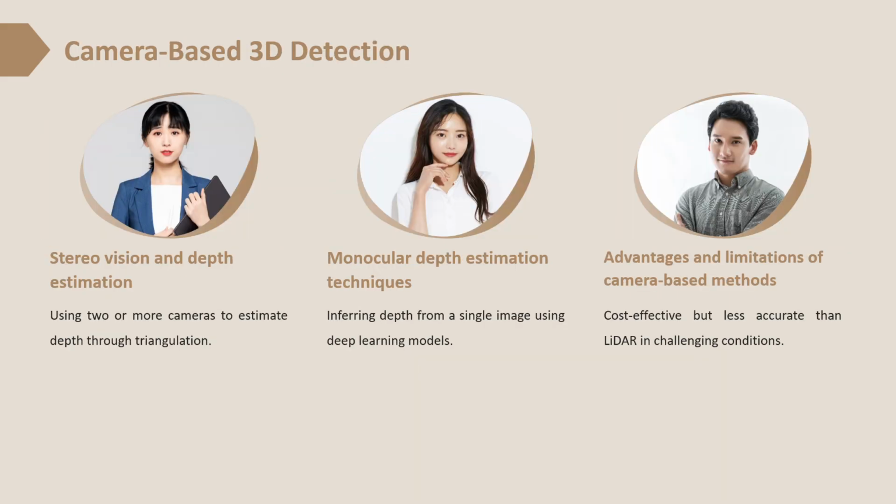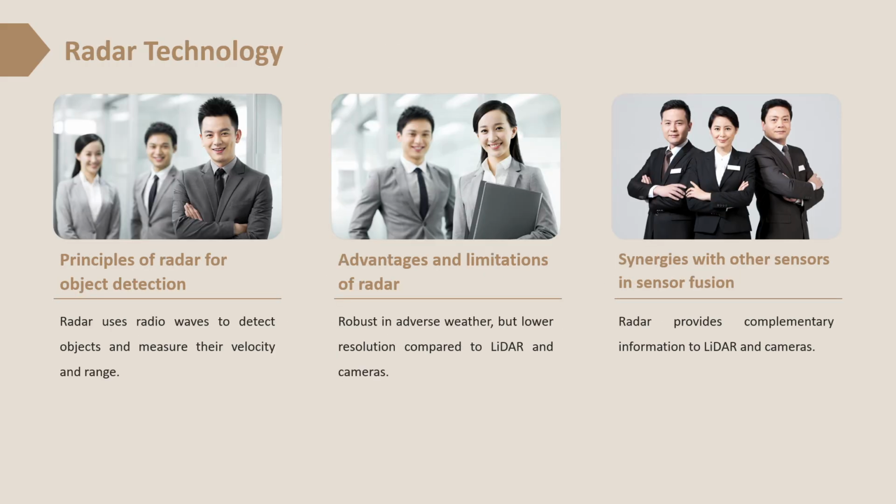We also have camera-based 3D detection. We can have two or more cameras to estimate the depth through triangulation. Stereo vision and depth estimation techniques are most important for 3D object detection. Similarly, we can use radar also. In object detection, we mainly use radars, lidars, and cameras for getting real-time information about the environment very correctly.